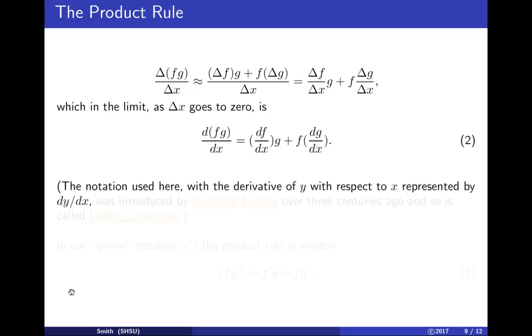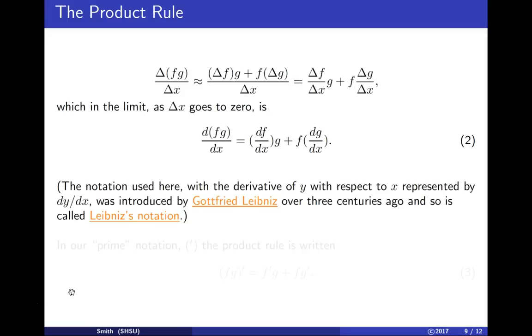The notation I've used here with the df over dx, where the derivative of y with respect to x is dy dx, was introduced by Leibniz over 3 centuries ago and is often called Leibniz's notation. If instead we use our prime notation, the product rule says this: the derivative of fg is f prime g plus fg prime.